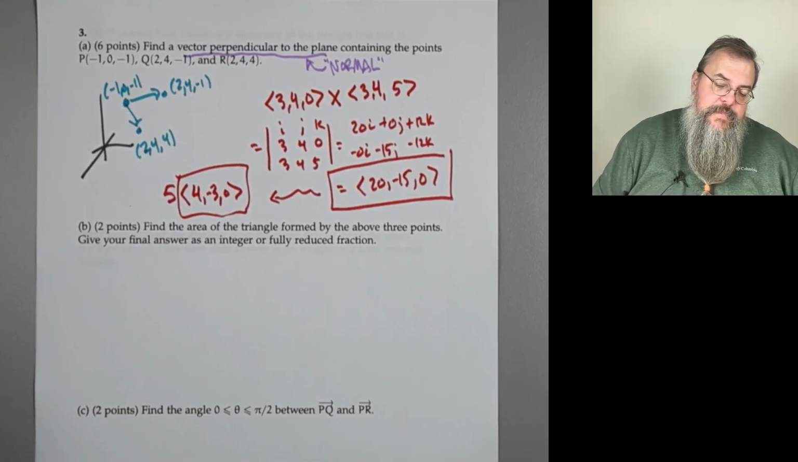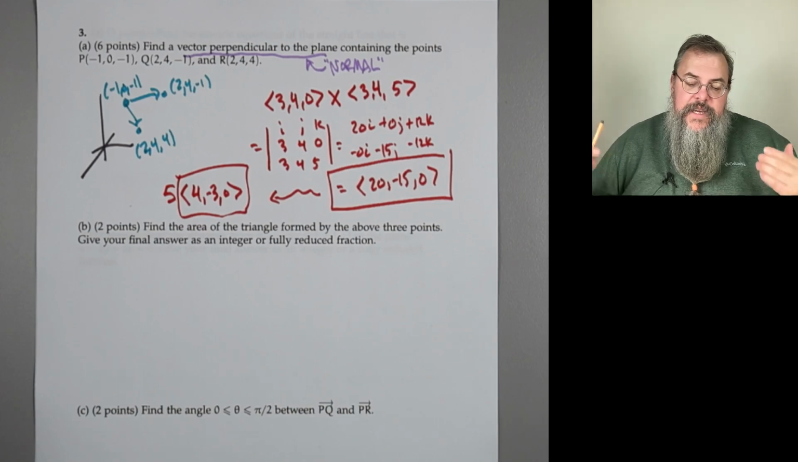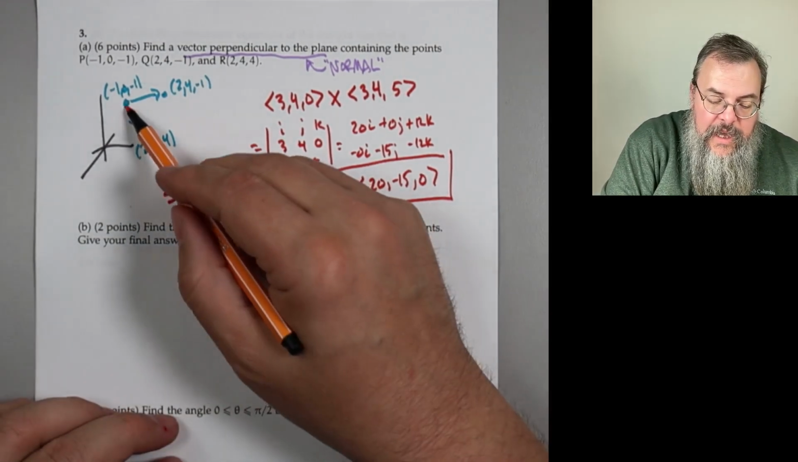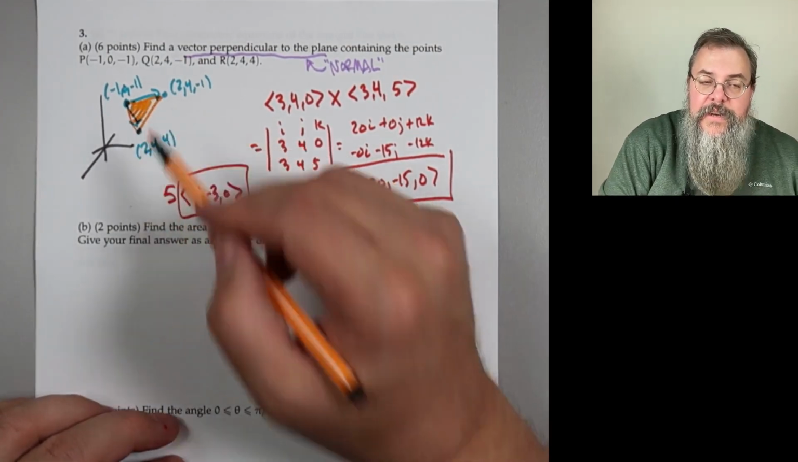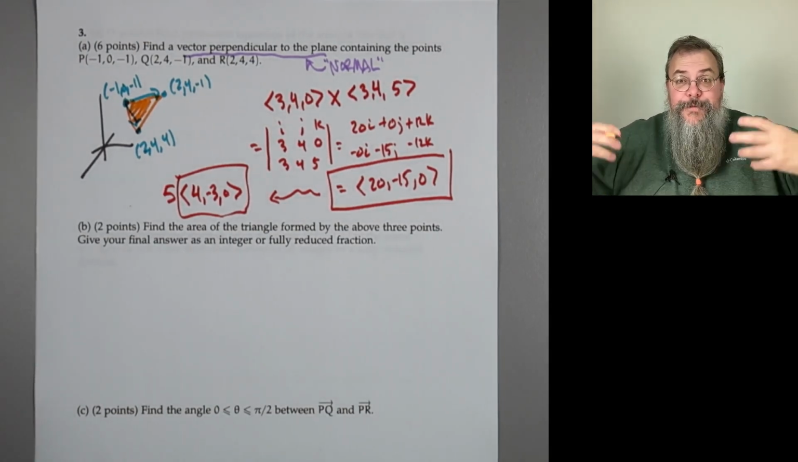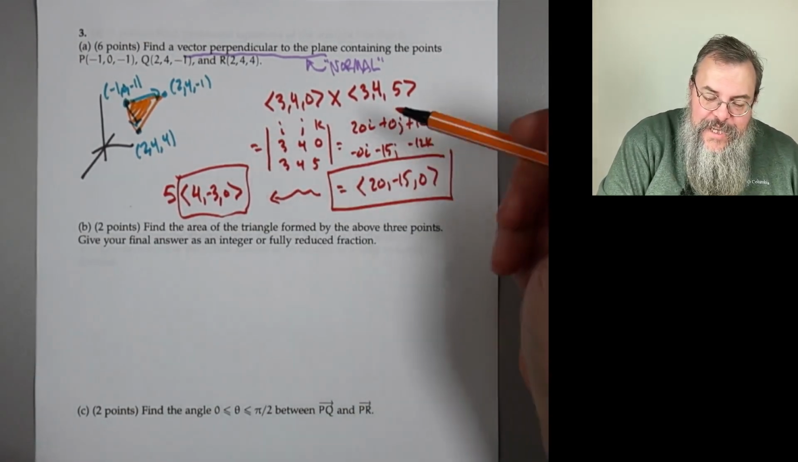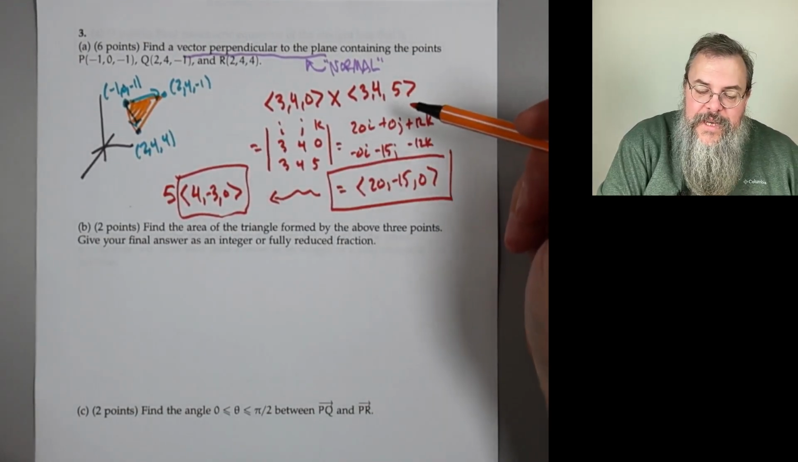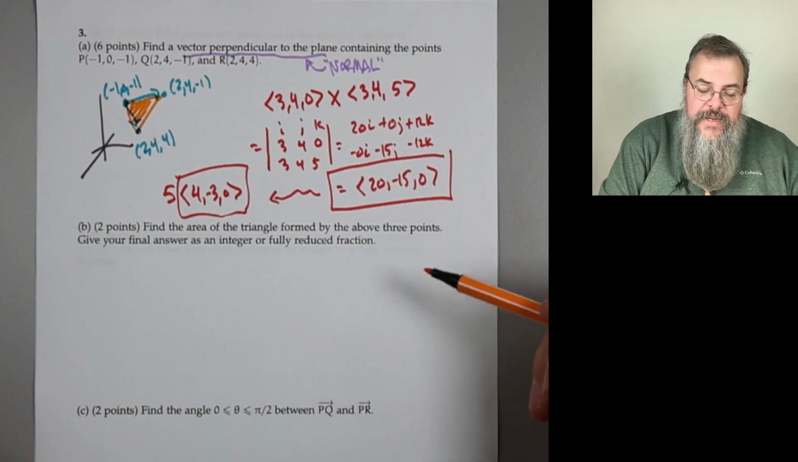Now, part B, 2 points. Find the area of the triangle formed by the above 3 points. So it's like, hey, we want this area. Well, how do you find the area of triangles? Well, the answer is cross product. The same tool that we used to make our normal also comes in handy.